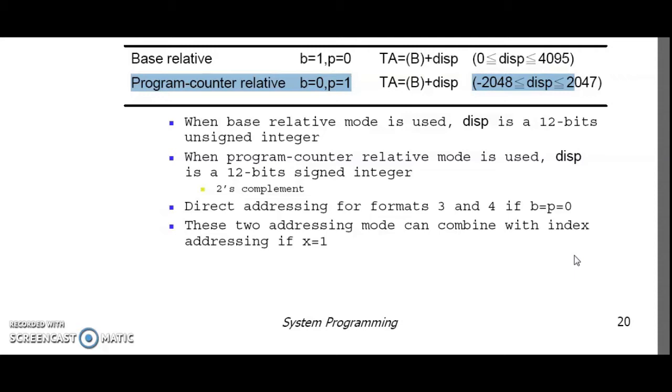And if the B and P values are equal to 0, then it indicates direct addressing, which means the displacement field or the address field has the target address. And if x is equal to 1, index addressing is given. That is, it denotes the index addressing. Some value will be stored in the index register that we need to include in the target address calculation.